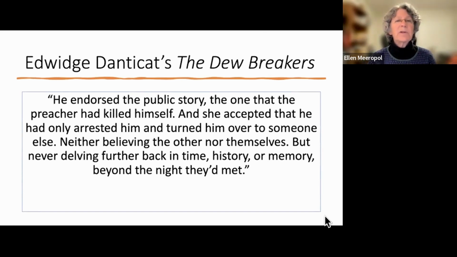He endorsed the public story, the one that the preacher had killed himself, and she accepted that he had only arrested him and turned him over to someone else, neither believing the other nor themselves, but never delving further back in time, history, or memory beyond the night they'd met. The he in this quote is a refugee from Haiti, a man who presented himself as a victim, but turns out to have been a member of the Tonton Macoute, the Dew Breakers, the death squad.